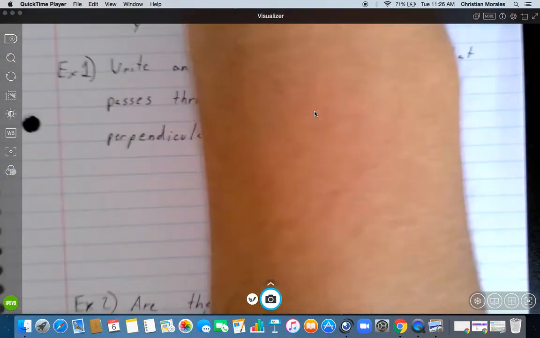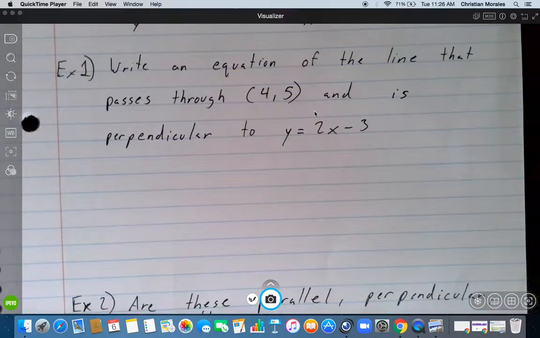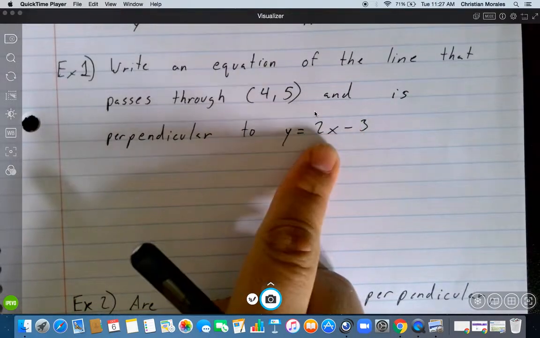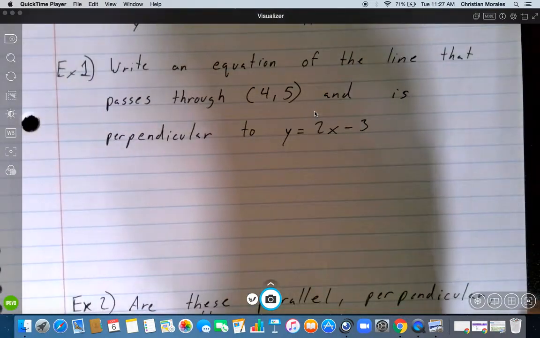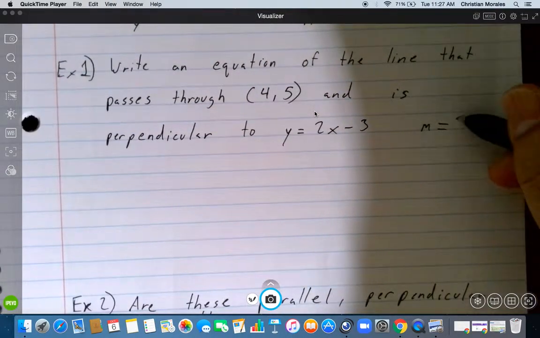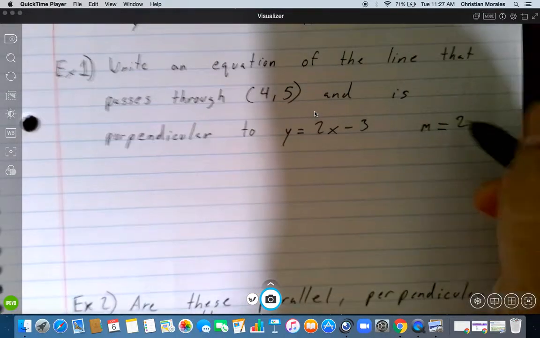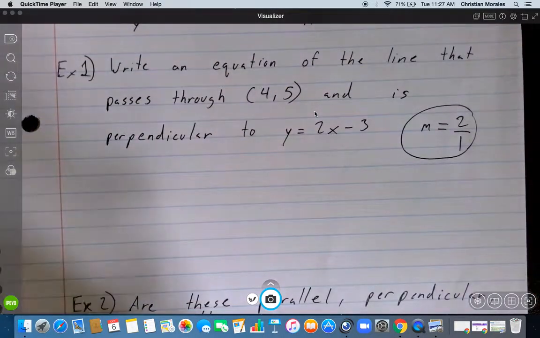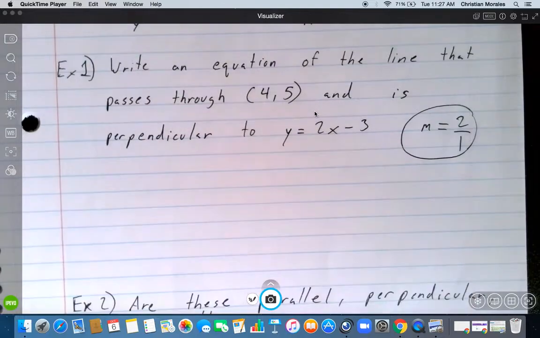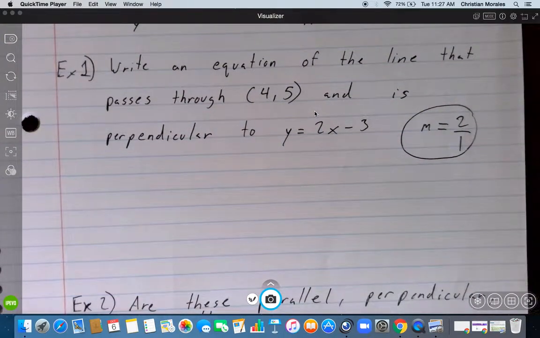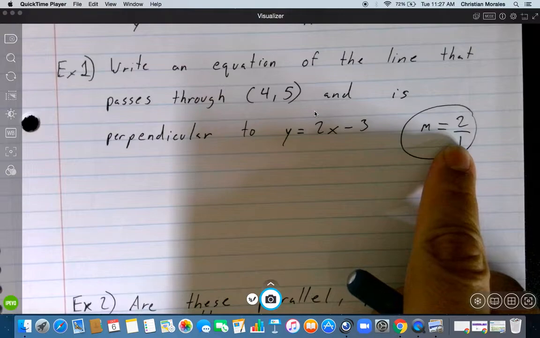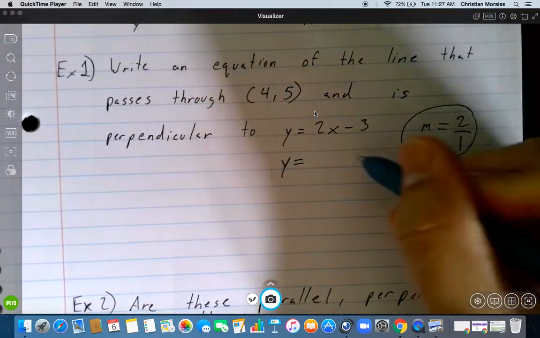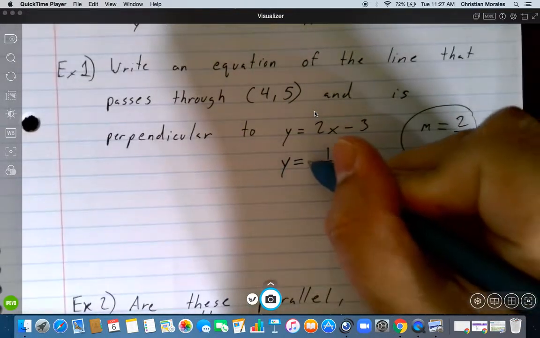Let's do one example. Write an equation of a line that passes through (4, 5) and is perpendicular to y = 2x - 3. So the slope here, the m, is 2, but let's write it as a fraction: 2 over 1. This is our slope. But remember, they want a new line that will be the opposite reciprocal of this slope. So what does that look like? We flip it, and we make it negative.